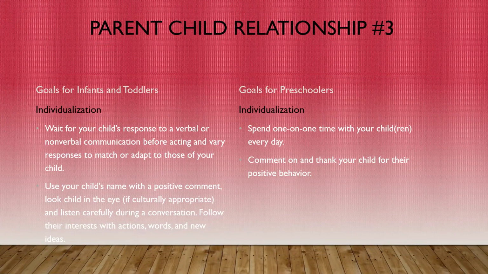The third part of parent-child relationships and the goals for infants and toddlers. I had spoke before about individualizing and that no two children are the same, even if they're born to the same parents and live in the same environment. They each have their own individual identity. So first, with infants and toddlers, under individualization, you're going to wait for your child's response to a verbal or nonverbal communication. And that means you hold out your arms for them to come to you, and they toddle over to you, or they try to run the other way. With toddlers, that's bound to happen, and some infants when they're crawling.